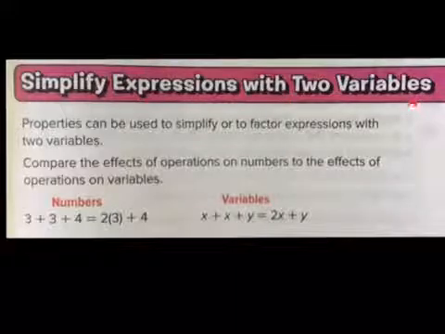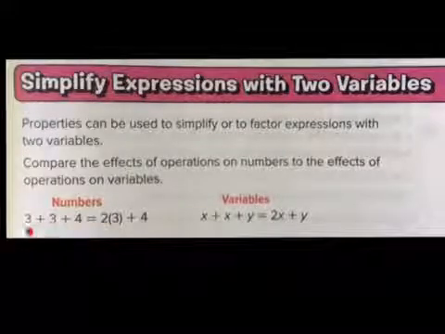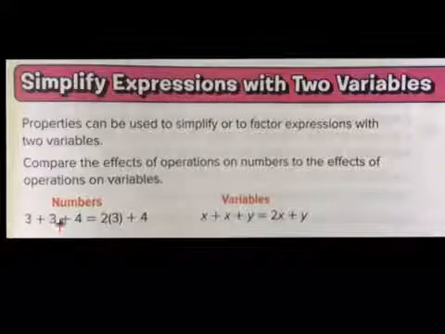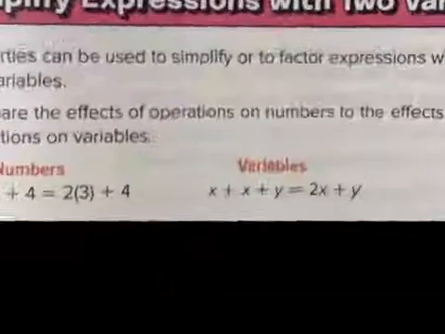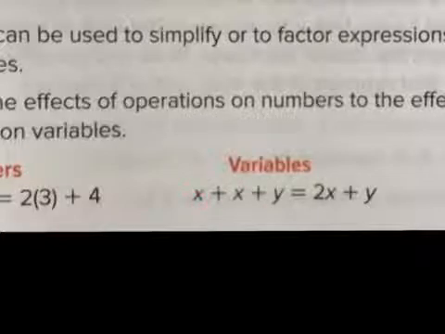Simplify expressions with 2 variables. For example, what they're saying here is we have 3 plus 3 plus 4. Well, why not just say 2 times 3 plus 4? You see that? And we have x plus y. Well, how many x's do I have? I have 2 of them. Yes? 2 x's. So I just write 2 x's plus y plus y.